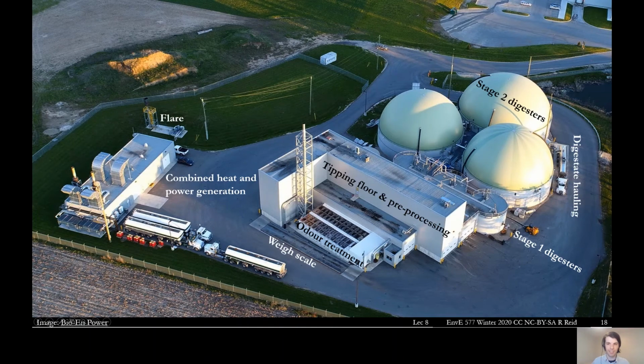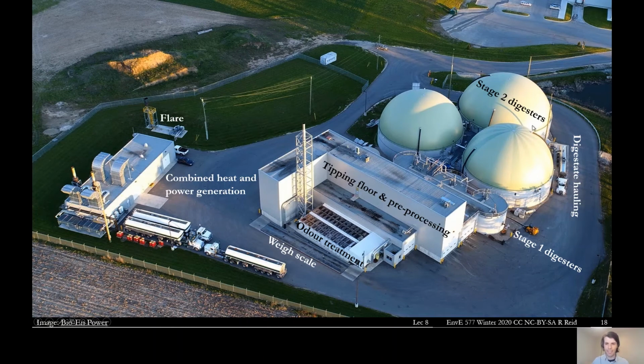So kind of just chronologically, if you're bringing waste in, you come in, you've got a weigh scale. Most waste facilities have a weigh scale. We've got a tipping floor and pre-processing area. So all our material will start here, be unpacked, and have a bunch of the contamination removed. This is a wet AD facility as well. So they have a heavy pre-processing stage.